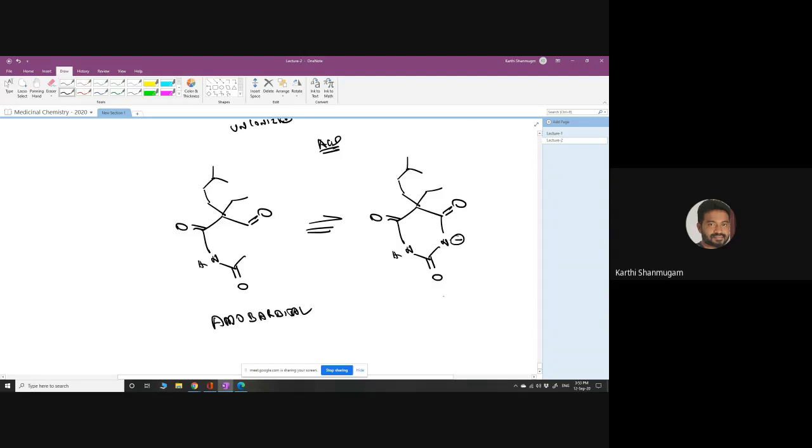Can we say this is the conjugate base? Can we say this is the conjugate base of this acid? Amobarbital is in its acid form. Can we say this is the conjugate base? Right or wrong? Yes, sir. Right. So good, very good, right?